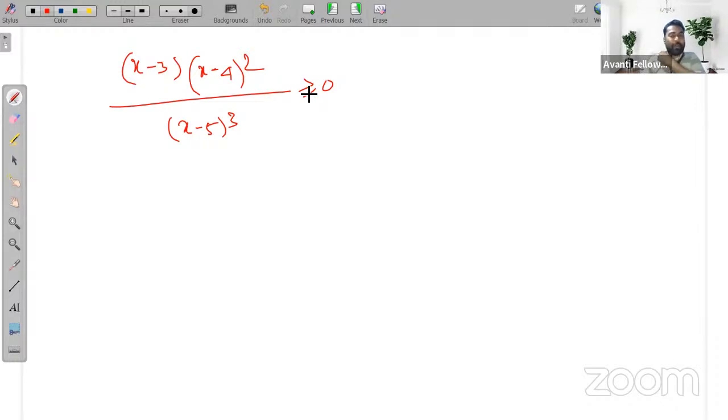Already the left hand side is in factorized form. What we have here is cubic: if you open the brackets in the numerator, you will get a cubic expression, and in the denominator also you will get a cubic expression. So already it is factorized. Let's check whether the coefficient of x in each factor is positive or not. What is the coefficient of x in the factor? It is 1, that is positive.